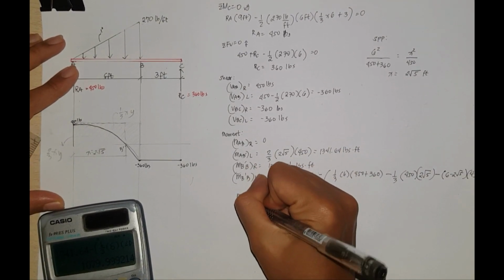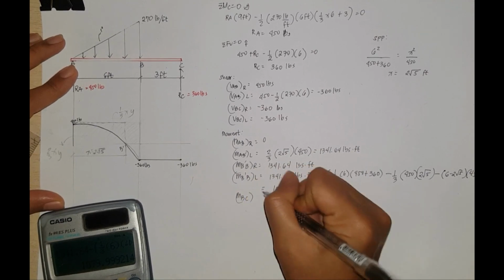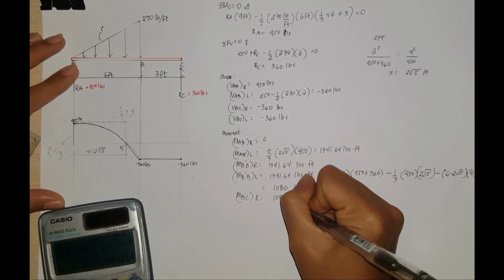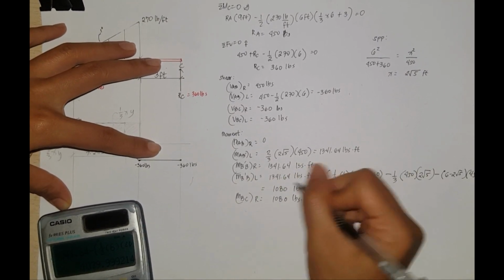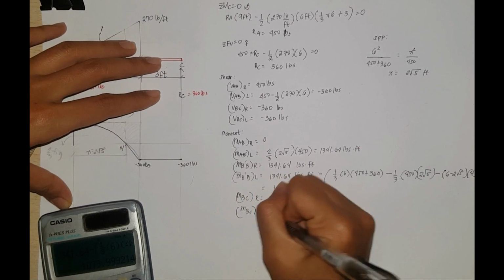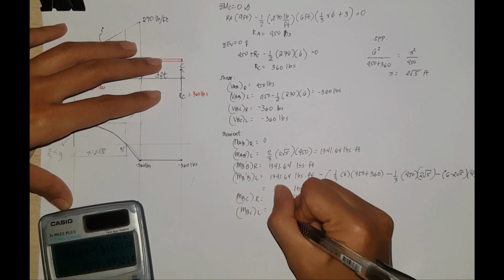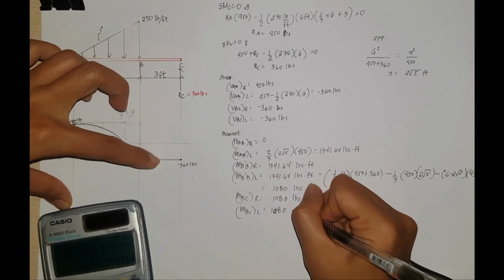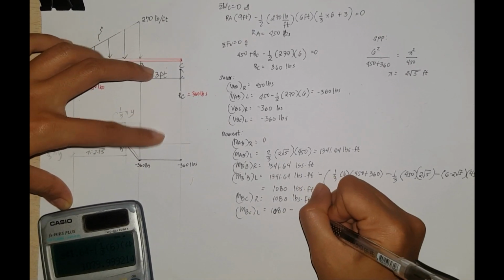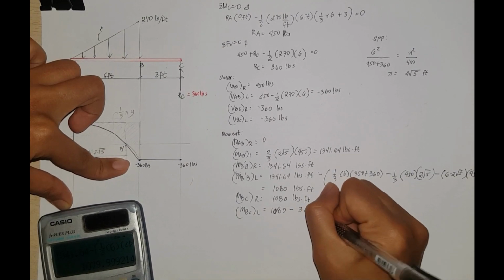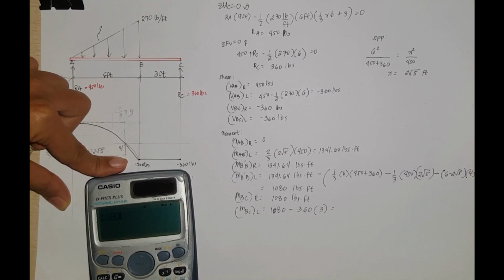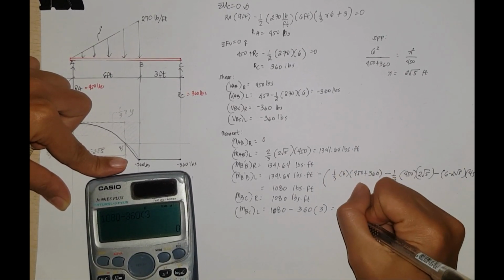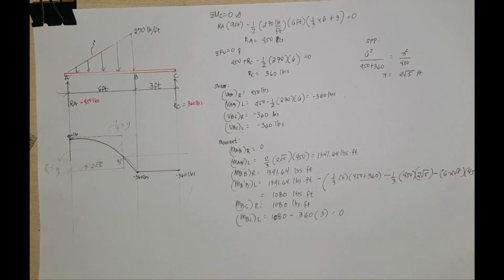And then moment at B of C right. So we have 1080. So do you have any moment? So wala. So magre-retain yan. And then 1080. Is there any area in the shear diagram we have which is equal to a rectangular area? So 360 multiplied by 3. So it is equal to 0. So let's try to plot the diagram.